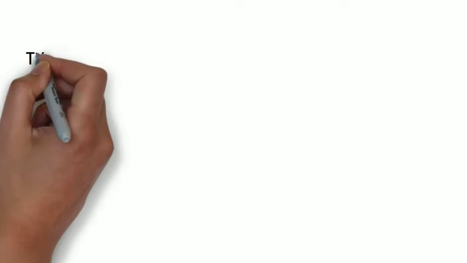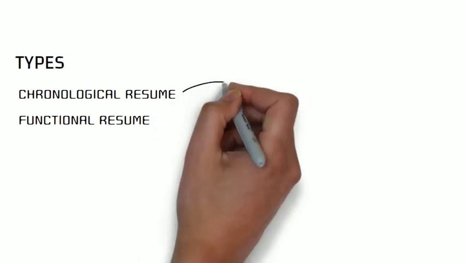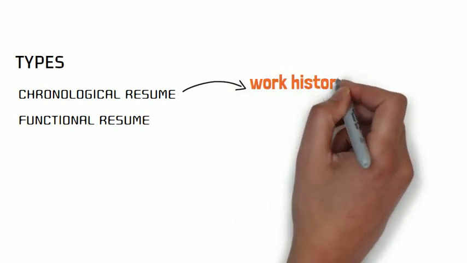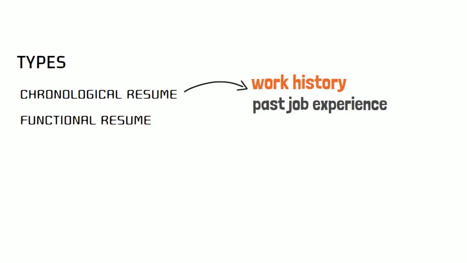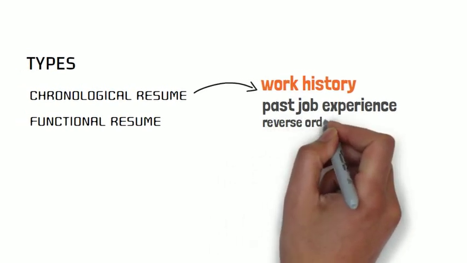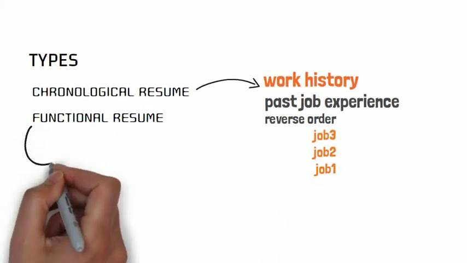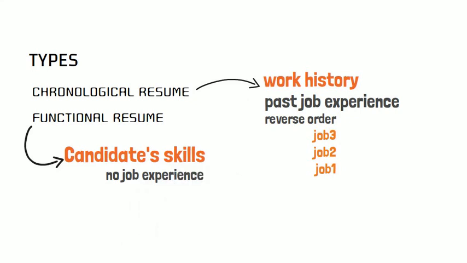Now, let's discuss the types of resume. There are two types of resume: chronological resume and functional resume. Let me give you a short introduction of both of them. A chronological resume focuses on the work history or your past job experiences, right? And remember that you need to write it in reverse order, which means from your most recent job to the first job that you have done. Now, a functional resume includes the candidate's skills rather than past job experiences or past employment.